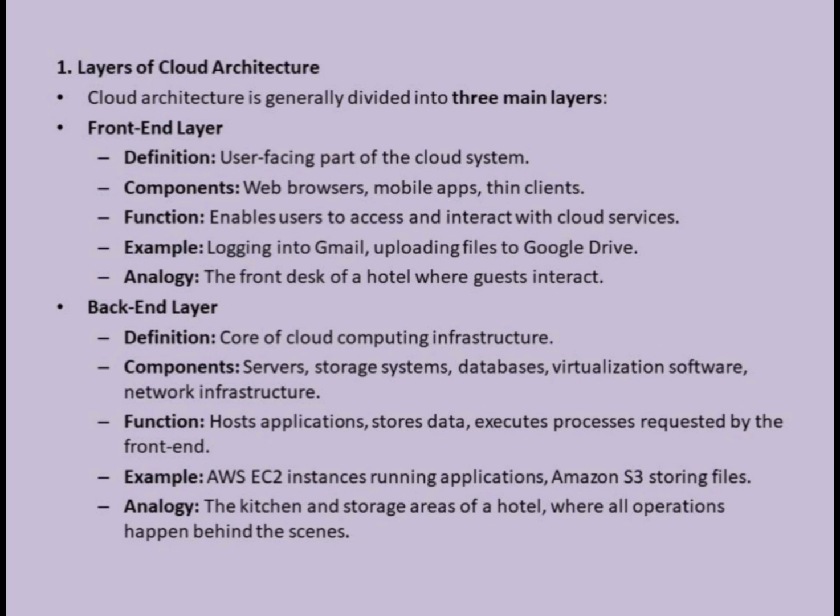Back-end layer. The back-end layer is the core of the cloud computing infrastructure. It consists of powerful systems and technologies that manage and deliver services requested from the front end. Its components include servers, databases, storage systems, virtualization software, and network infrastructure. The main function of this layer is to host applications, process user requests, manage data, and ensure system reliability and performance. Example, AWS EC2 instances running business applications, or Amazon S3 buckets storing user files.